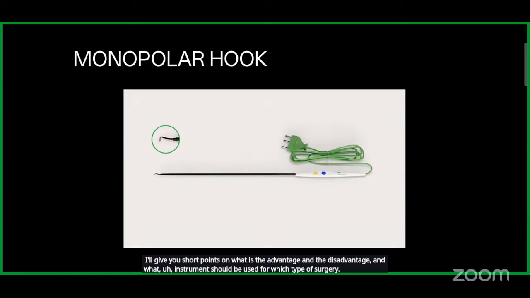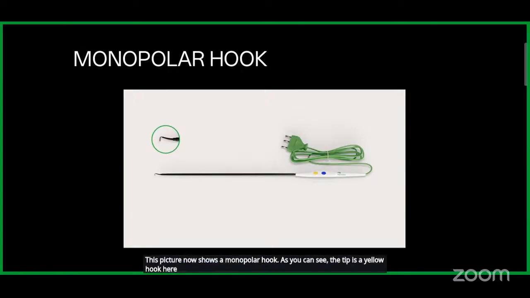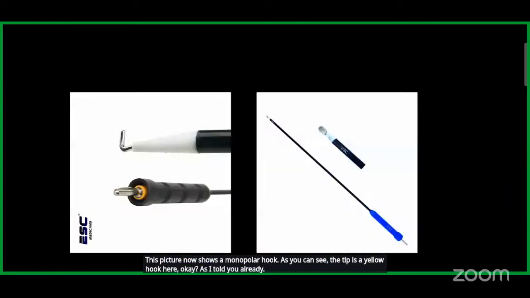This picture now shows a monopolar hook. As you can see, the tip is an L hook here. As I told you already, monopolar devices are available in the forms of hook, spatula and needle. On the left side, you can see the L hook. And below that, you have the other end of the instrument, which will be connected to the cable. You can see it has one pole. So monopolar instruments will have one pole on the cable end.